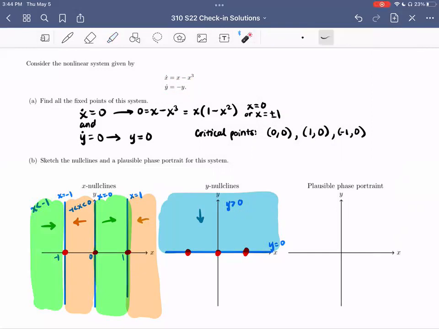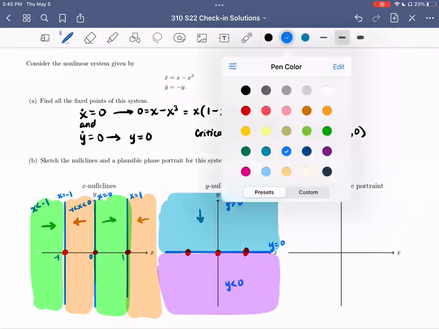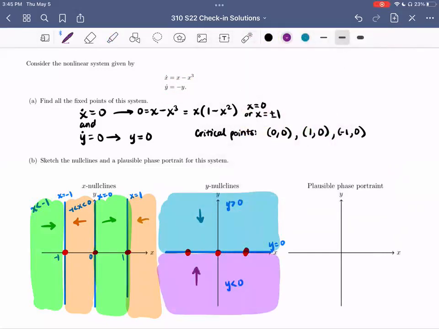And then similarly, when y is less than 0, say y is like -5, negative y is positive. So -5 gives me a +5. So my trajectories are moving upwards. Let's do this in like a purple color. In this region, the trajectories are moving upwards because y dot is positive.